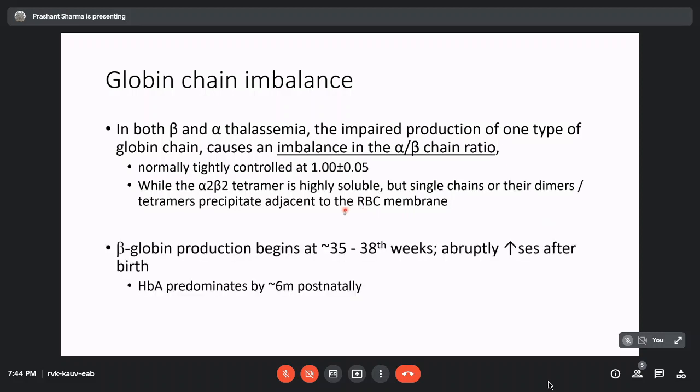Beta globin production usually begins by about the last 3 to 4 weeks of pregnancy, and it abruptly increases after birth. So at birth, adult hemoglobin and fetal hemoglobin are roughly competing for dominance. But by 6 months of age, the adult hemoglobin has taken over, which is why we observe that patients with beta thalassemia major tend to present at around 6 months to 1 year of age, because their hemoglobin F has declined.